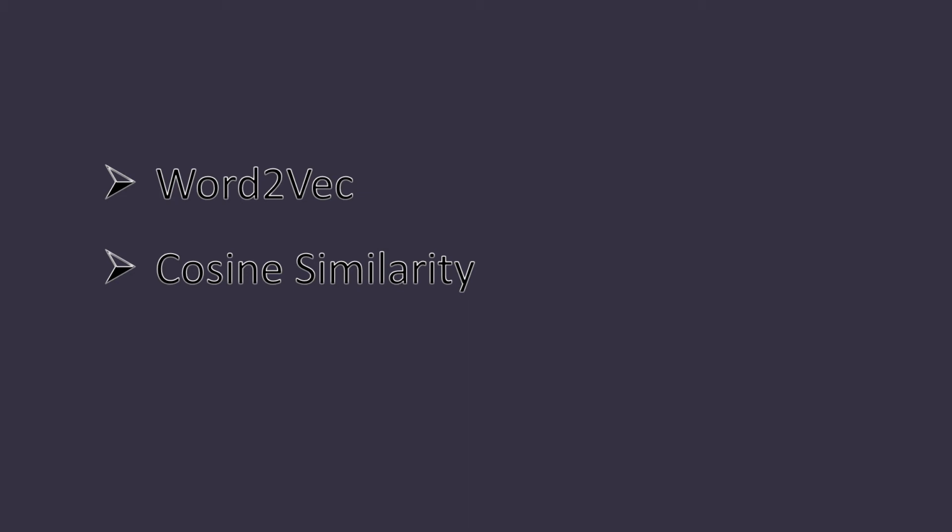Word2Vec is a technique for neural word embedding. It took our reviews as an input and generated a vector for each word in the corpus. The words with similar meanings had similar vectors.